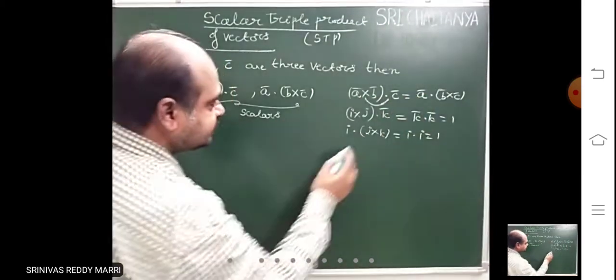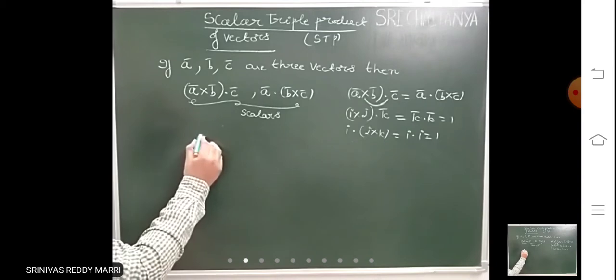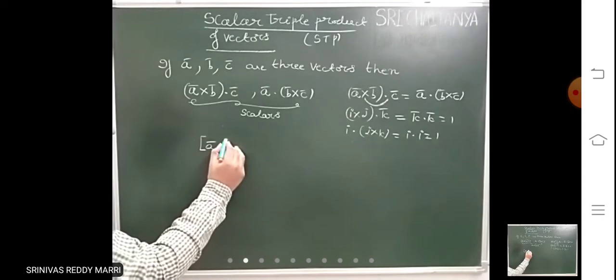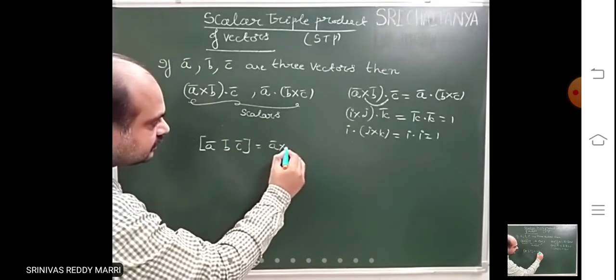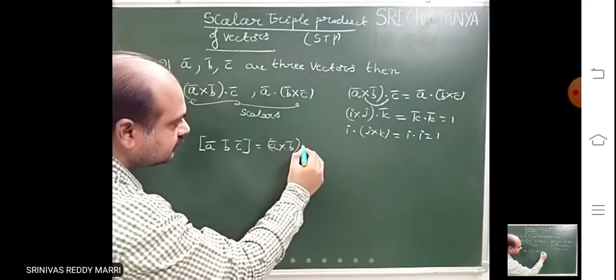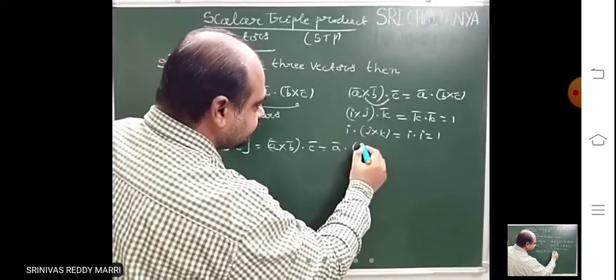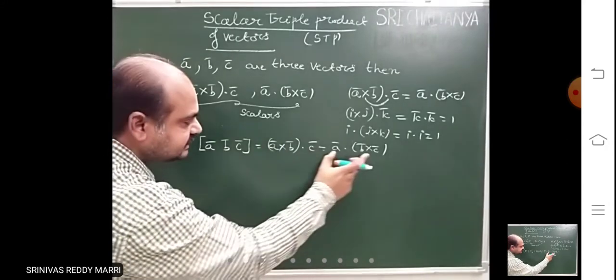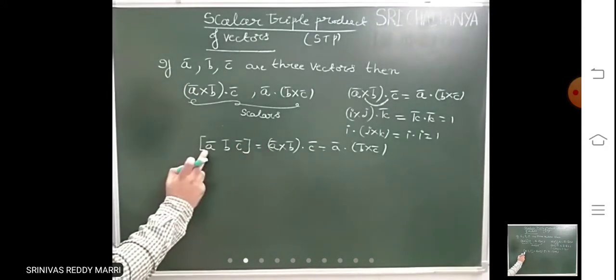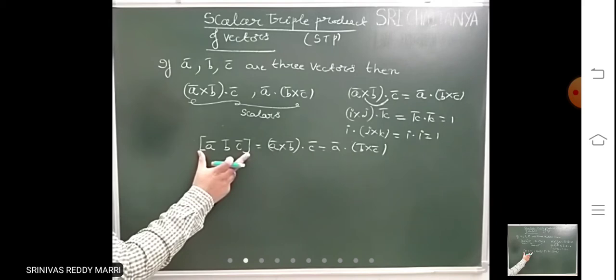So these two values are equal, and these two are called scalar triple products. Both are denoted like this. This and this both are equal. This or this is denoted like this. This box means scalar triple product, or box of A bar, B bar, C bar.